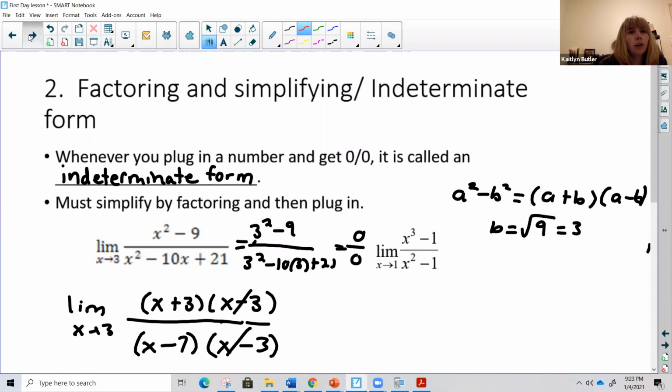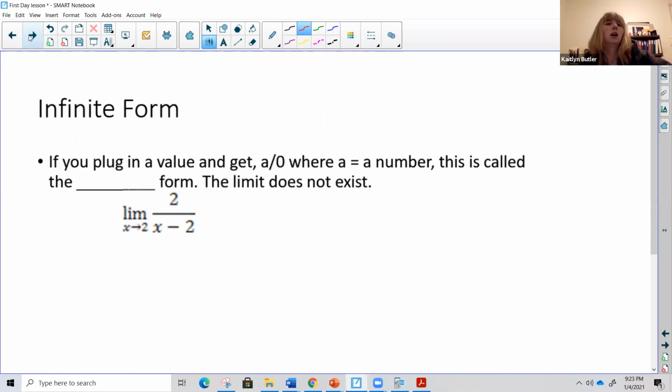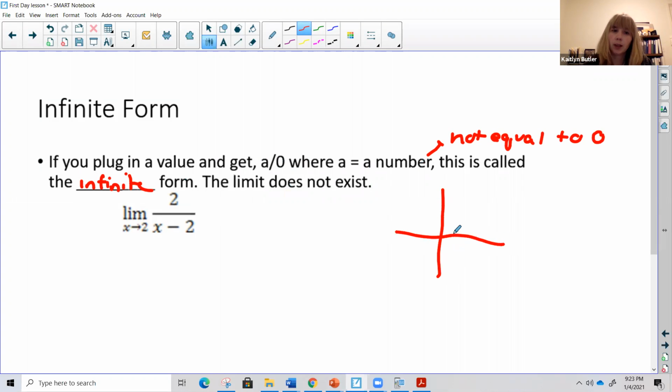And there's one other type, called the infinite form. If you plug in a value a, where a is a number not equal to 0, and you get a number that's not 0 over 0, this is called the infinite form. And if that happens, the limit does not exist. What that means is there's a vertical asymptote at that point.